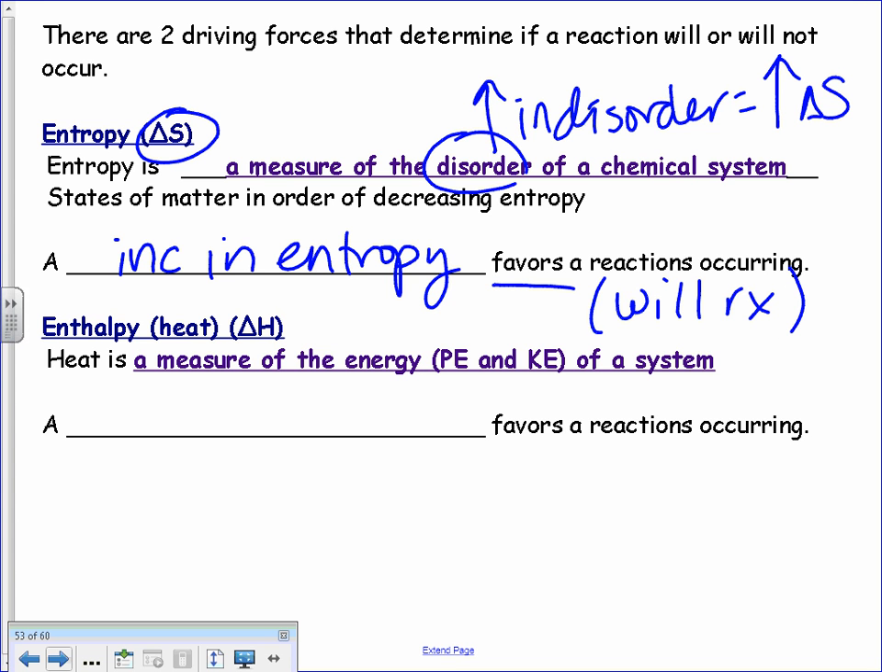Okay. So the other driving force is talking about energy in terms of temperature changes. The entropy one is just energy changes in terms of arrangement of particles. This one is energy change in terms of usually thermal energy. And it talks about potential energy a little bit, but we're really focusing on the kinetic energy. Ke is kinetic energy, and kinetic energy is directly related to temperature changes. So it's going to be talking about increase in temperature. So an exothermic reaction, or process, favors reactions occurring.